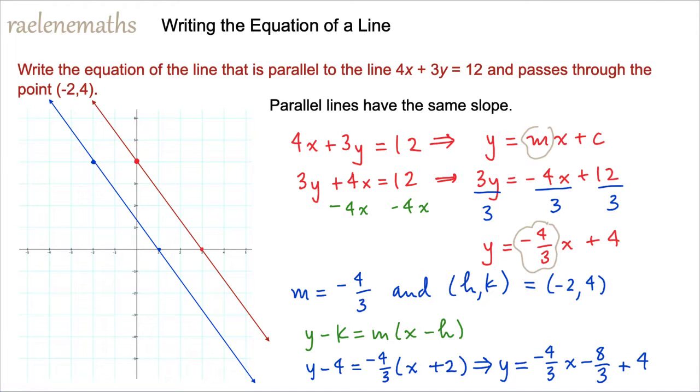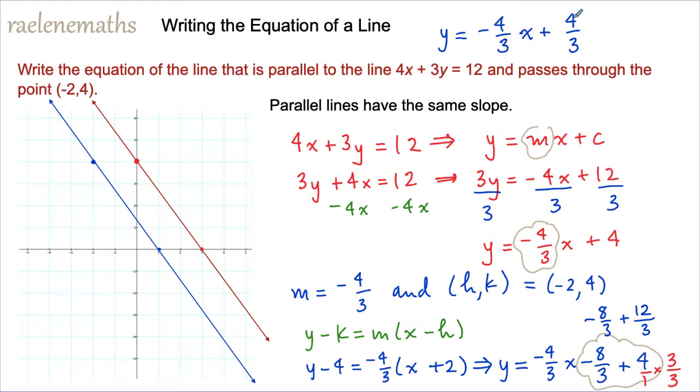The last thing we need to do is to get a common denominator for these two fractions. So this 4 becomes 4/1, which we multiply by 1 in the form of 3/3 to get a common denominator. And then we get -8/3 plus 12/3, which gives us a total of +4/3. So the equation of our line at the end in y equals mx plus c form is y equals -4/3x plus 4/3.